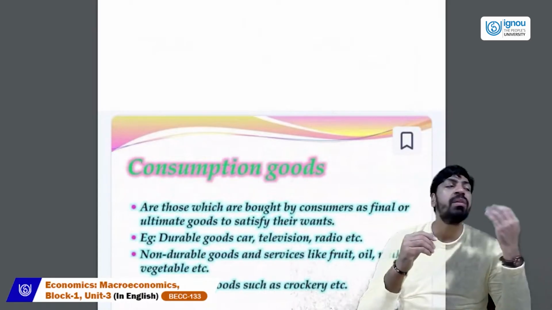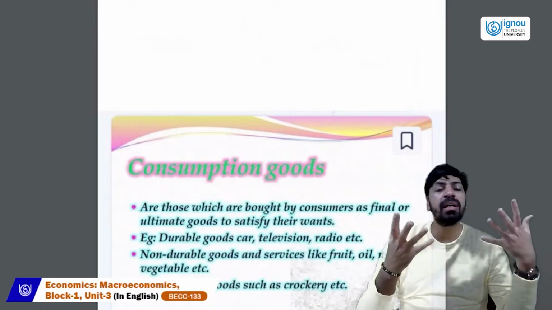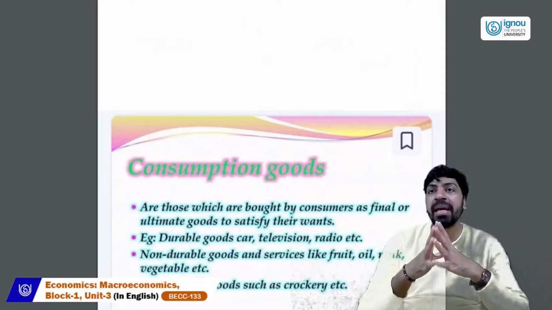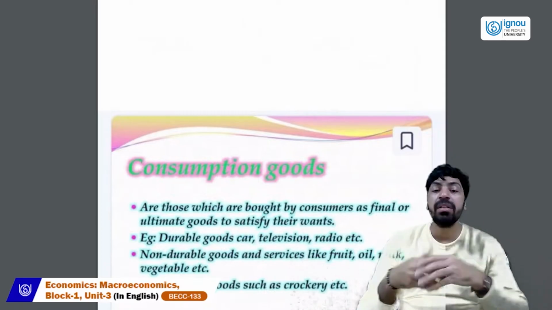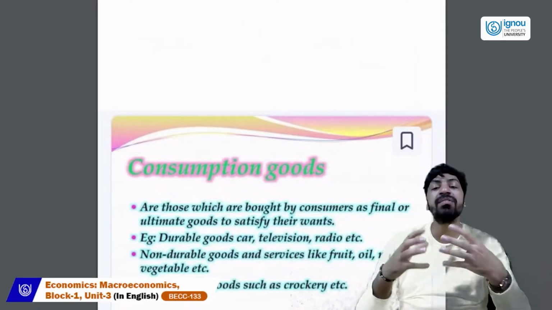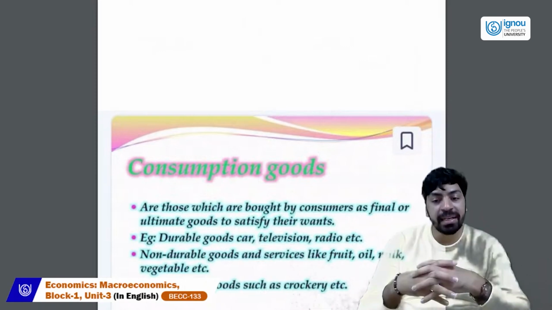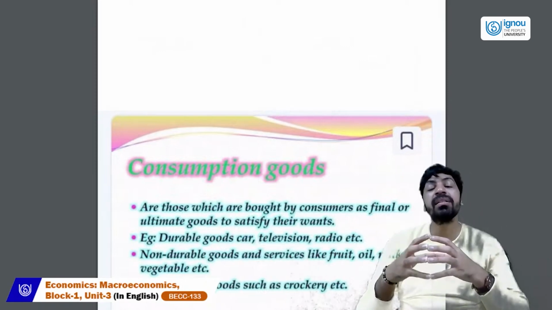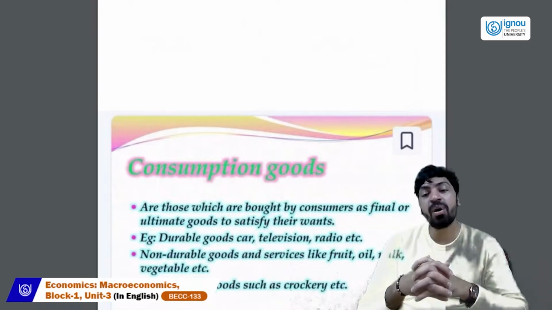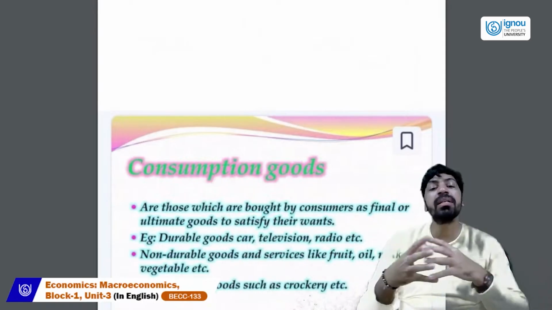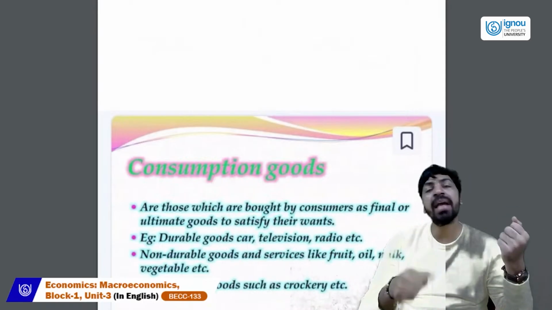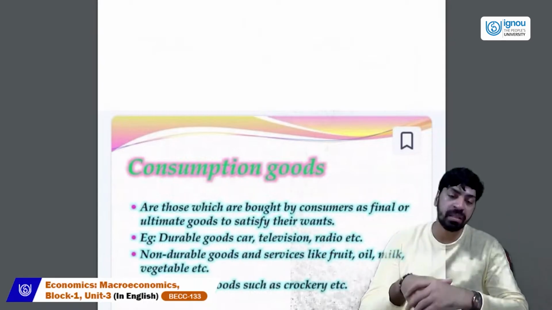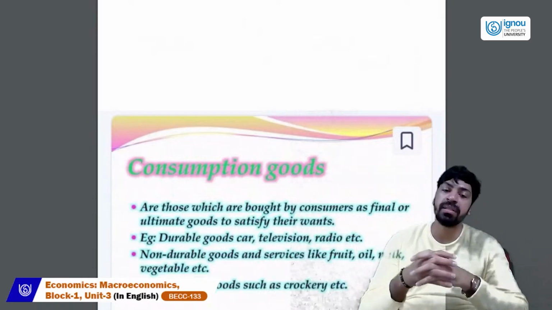For example, we are talking about the car. It will definitely satisfy our pleasure and comfort. Television satisfies our entertainment needs. Radio is for listening to music, to satisfy needs or wants. These are all consumption goods that you buy and consume on a daily, weekly, or monthly basis, and that is called a consumption good.